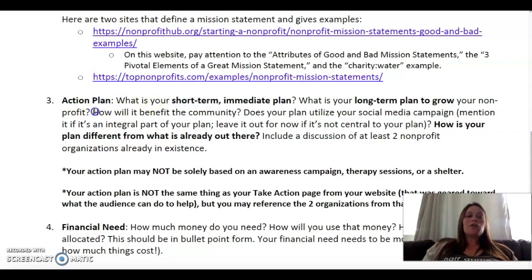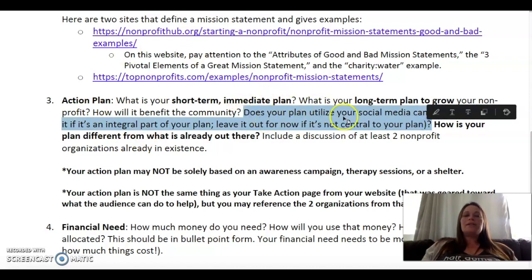Some other questions you should answer. How will it benefit the community, okay? So who's going to be benefited, okay? And overall, beyond just your group of people, how does it benefit the community at large? This is a question that you do not necessarily need to answer.